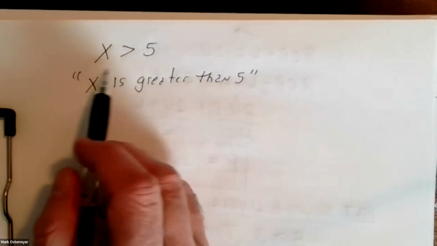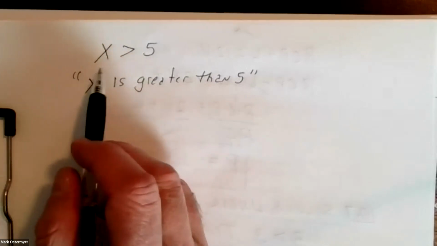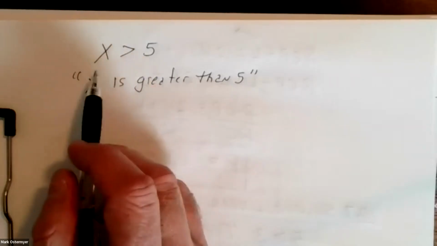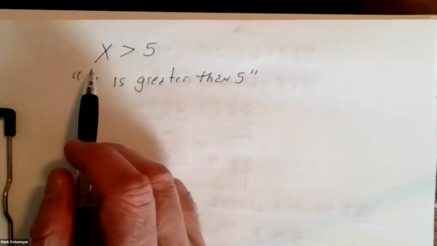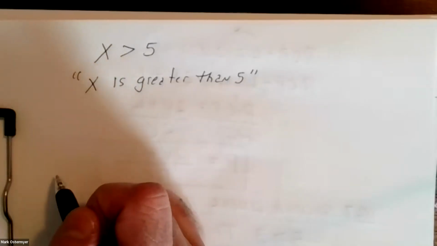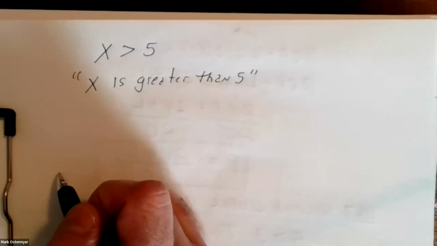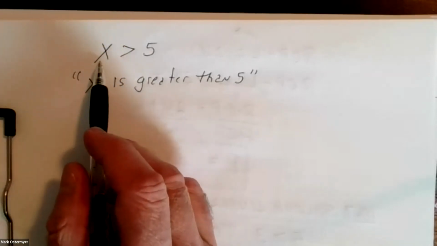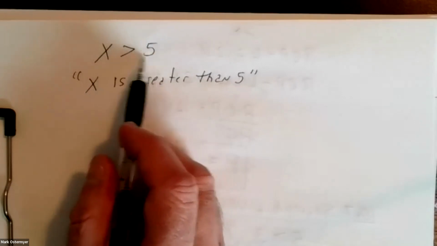Would 5.7 be a solution? Yes. Would a million be a solution? Yes. Would a trillion be a solution? Yes. How many solutions does this thing have, ladies and gentlemen? Several. In fact, there's probably more than several. There's an infinite number of solutions to this inequality.